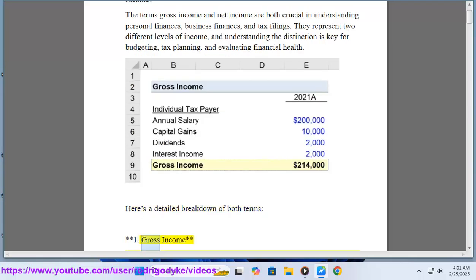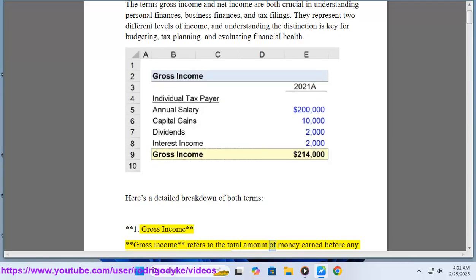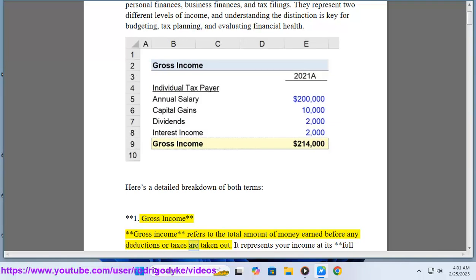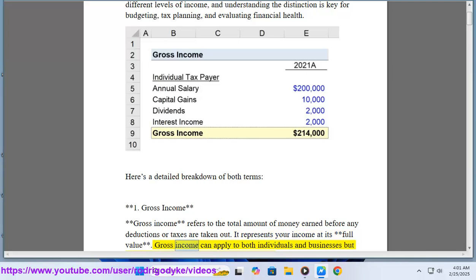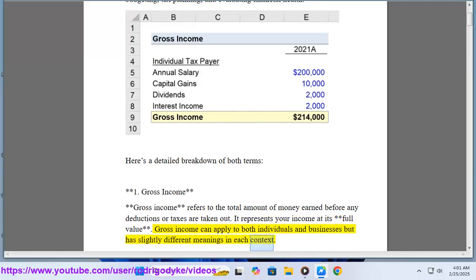1. Gross income. Gross income refers to the total amount of money earned before any deductions or taxes are taken out. It represents your income at its full value. Gross income can apply to both individuals and businesses but has slightly different meanings in each context.